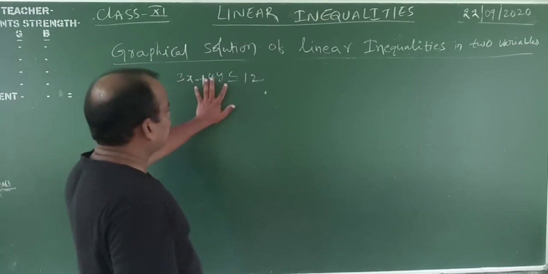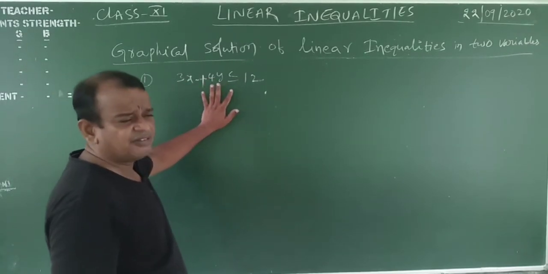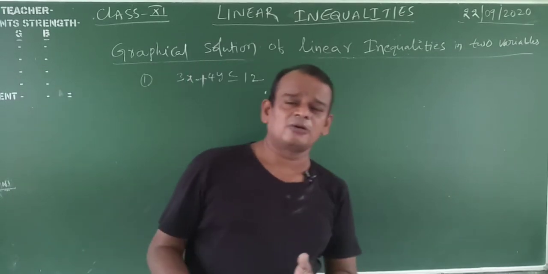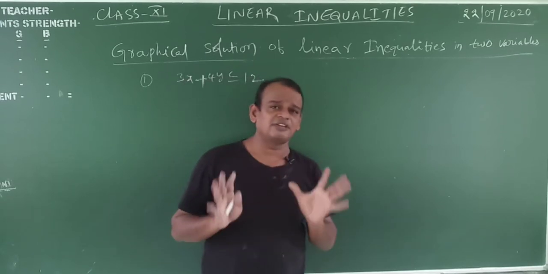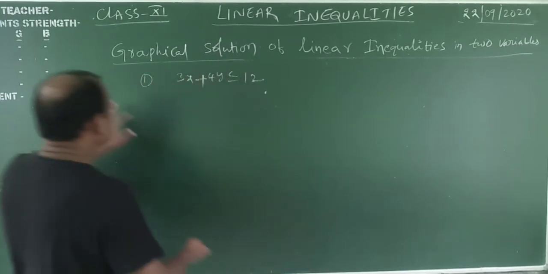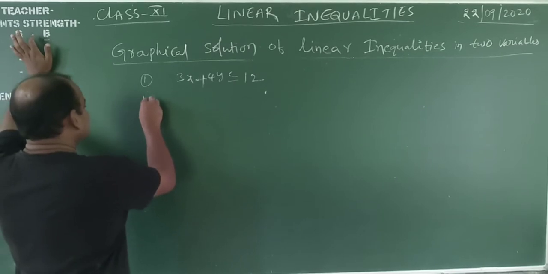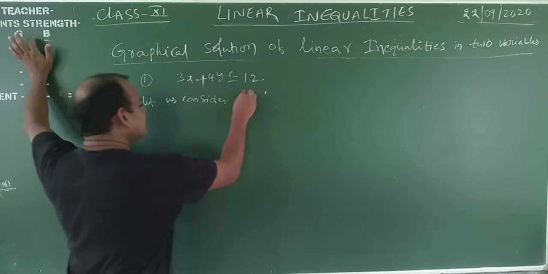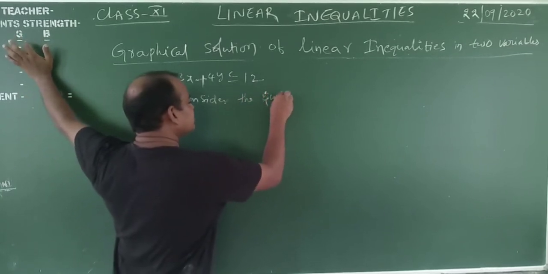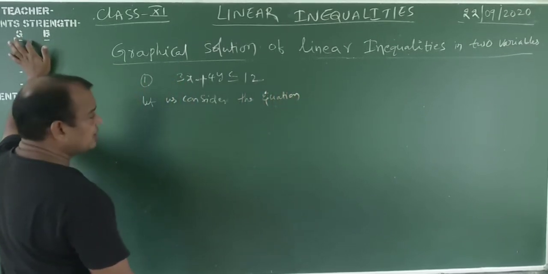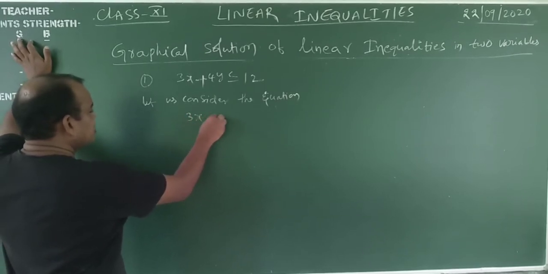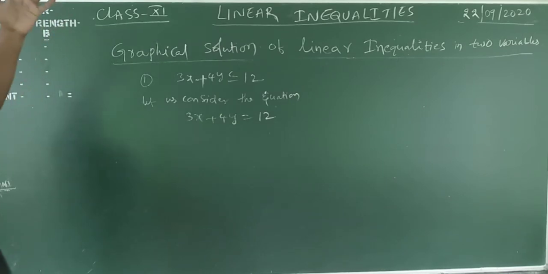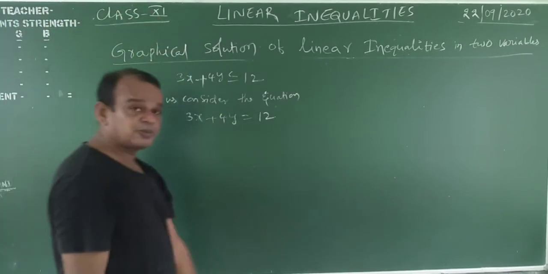Here 3x plus 4y less than or equal to 12. Whatever may be, less than or equal to, greater than or equal to, whatever is given, first we will take the equation. Okay, my dear students. Now let us consider the equation 3x plus 4y is equal to 12.